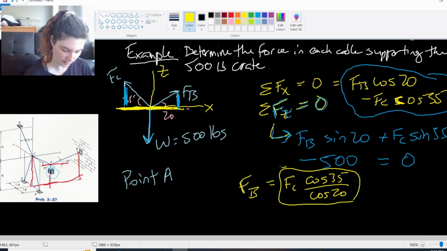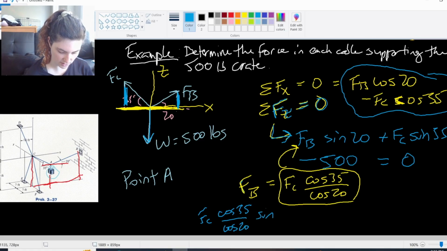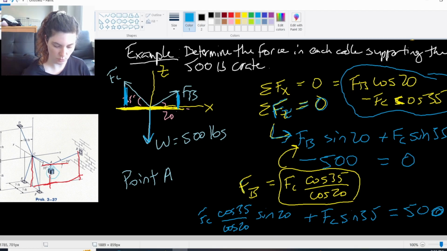I can plug this in to my z equation, right? Just the basic algebra that we've been doing, system of equations. I can plug that in and say, all right, my fc times cosine 35 over cosine 20 times sine 20 plus fc sine 35 equals 500. So all I did was substitute in that fc and then moved this 500 over to the 0 side here, right? Added 500 to each side.